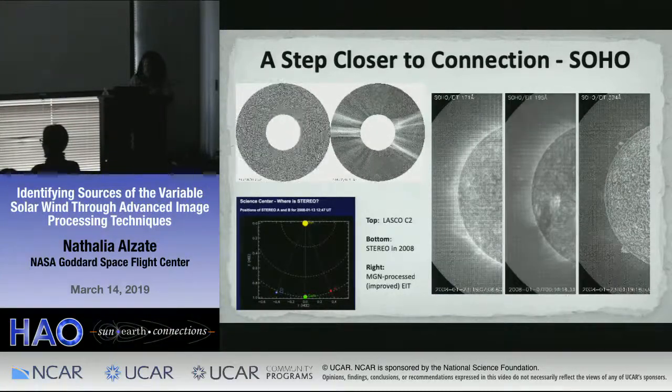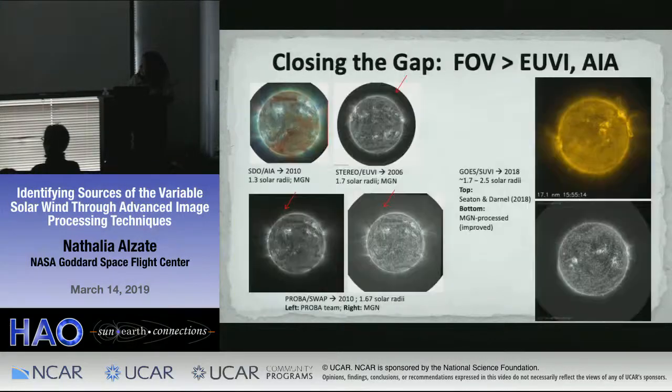Okay, so how can we proceed? Maybe look at wider fields of view, right? We have SWAP, which has a 1.67 solar radii field of view. But then the data is only available since 2010. So for these particular events, that's no help. SUVI data has been available since last year, maybe a few months before that, and the field of view is great. It's 2.5 in the corners.